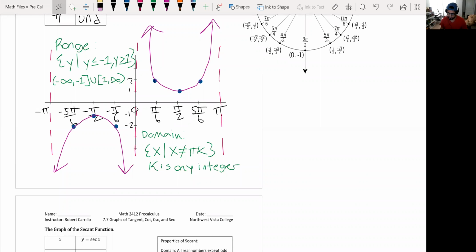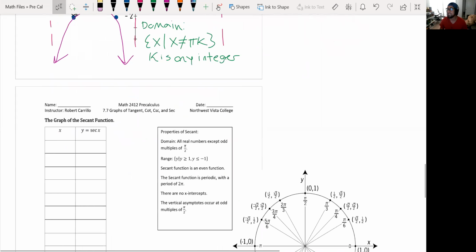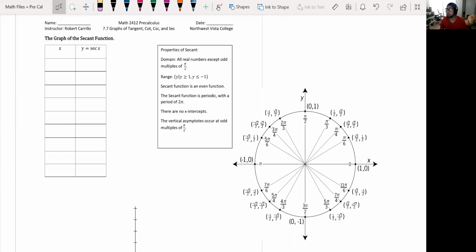So that was the graph of cosecant. Now we get to our final page, which is the graph of secant. Secant is the reciprocal function to cosine. So once again, we have to be careful about what numbers we're going to pick on the unit circle. Okay, properties of secant. The domain is all real numbers except odd multiples of pi over 2. The range is just like cosecant. It goes from -infinity to -1, 1 to infinity. Secant is an even function, meaning it reflects across the y-axis.